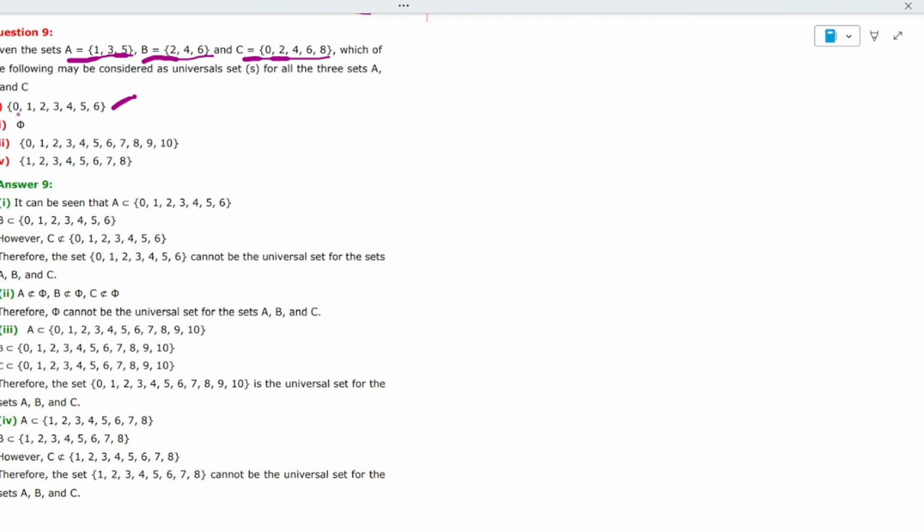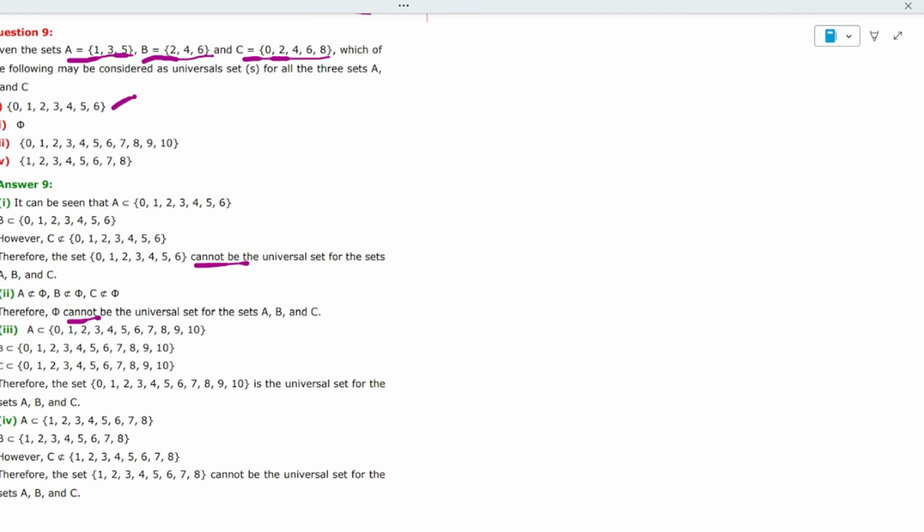It can be said as A is subset of 0, 1, 2, 3, 4, 5, 6. B is also subset of 0, 1, 2, 3, 4, 5, 6. But C is not subset of 0, 1, 2, 3, 4, 5, 6. So this cannot be universal set. Now let's see the second question, that is null. Null is not subset of any of this, so it cannot be universal set.